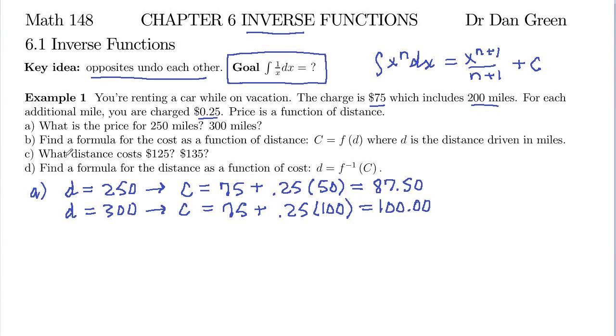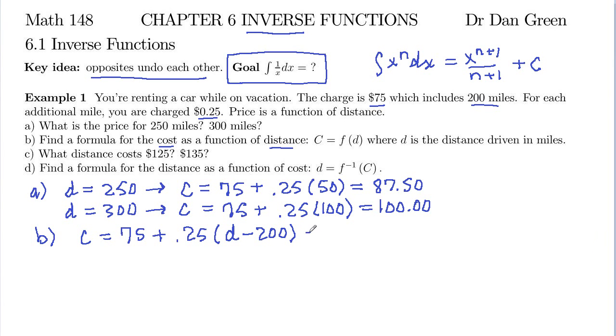Even. So part B, now we want to find a formula here for cost as a function of distance. So we'll write that as C equals f of d. Well, we've got that $75 base fee here. So our cost is going to equal $75. And then in general, we are going to add 25 cents a mile times the number of miles over the 200. So if d is our distance, number of miles here, then we're going to subtract the 200 that are already included in the price. That's going to be our extra or additional miles. And we multiply that by the 0.25.